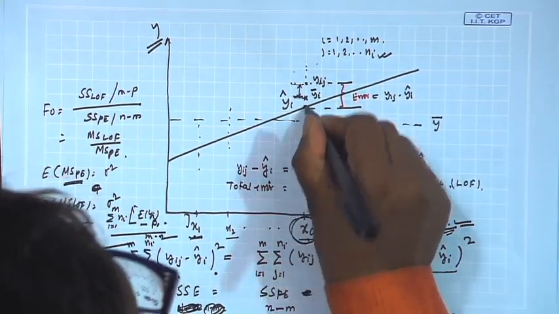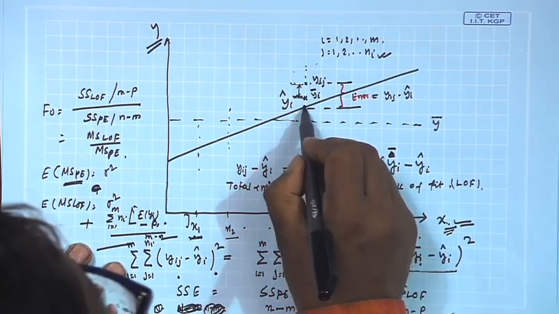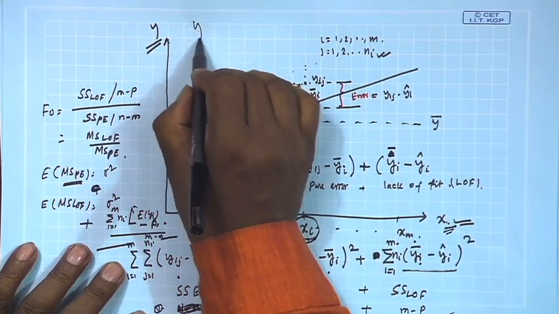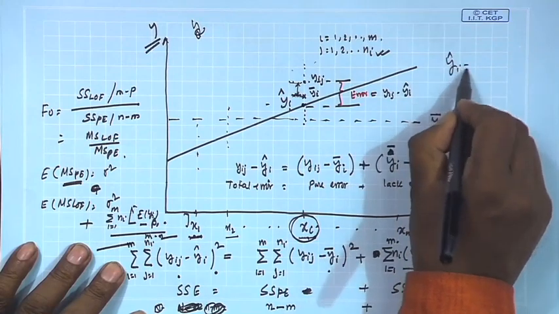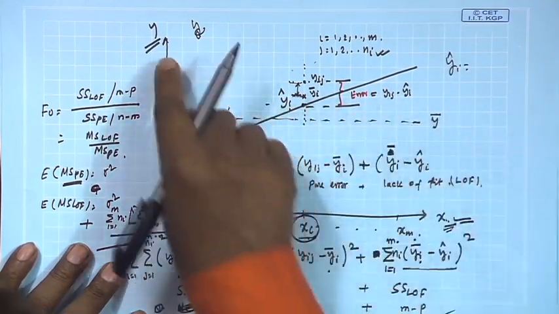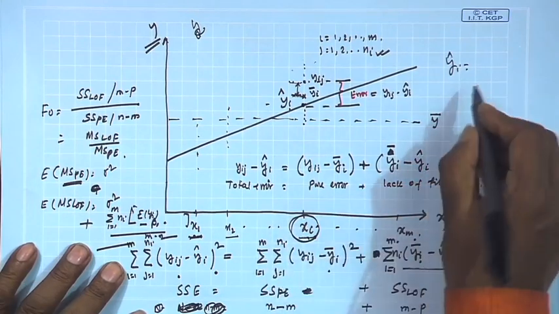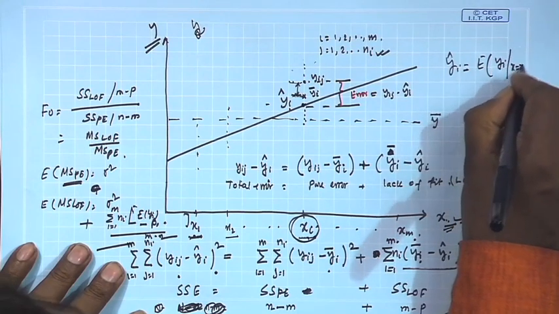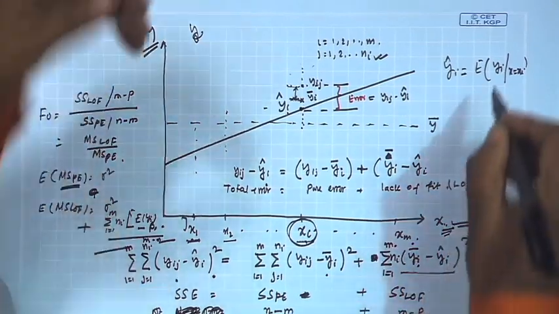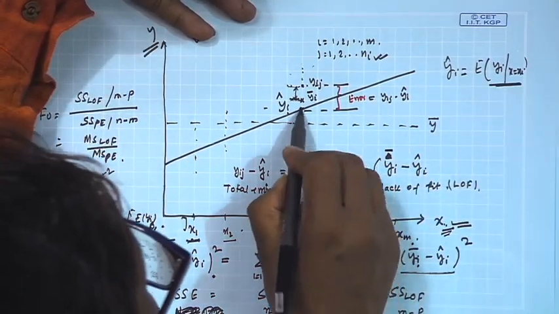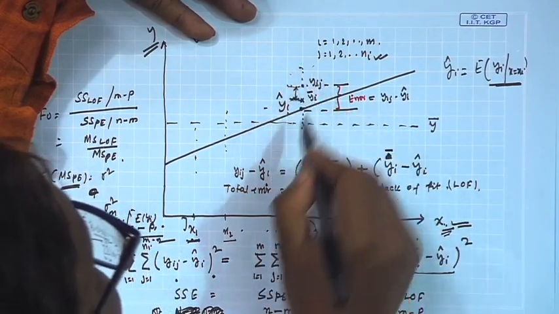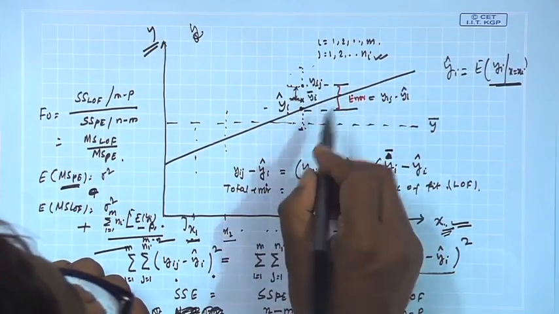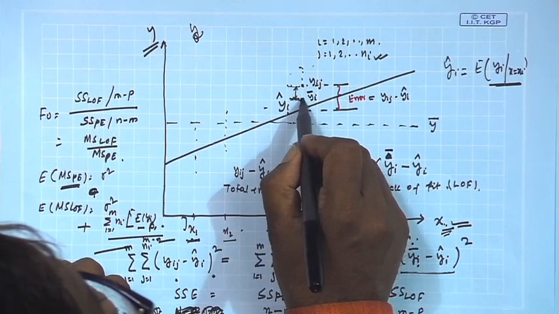So what is this point on the regression line? This point on the regression line is y_i cap, the value of y when x equals x_i. So this is basically the expected value of y given x equal to x_i. Now, you have n_i number of observations here, and if you compute the mean value of these, that is y_i bar, which may be falling here.